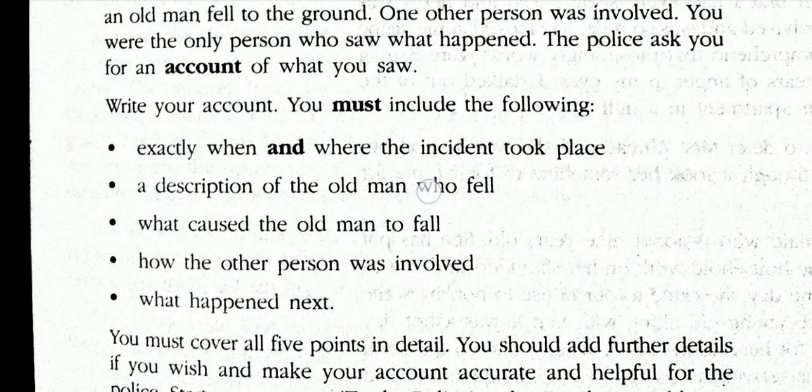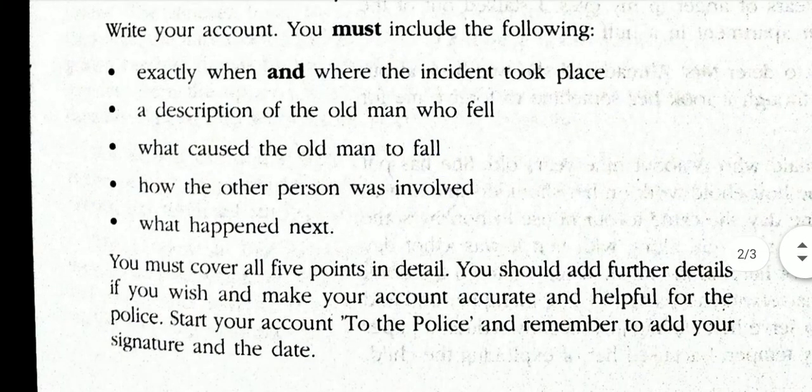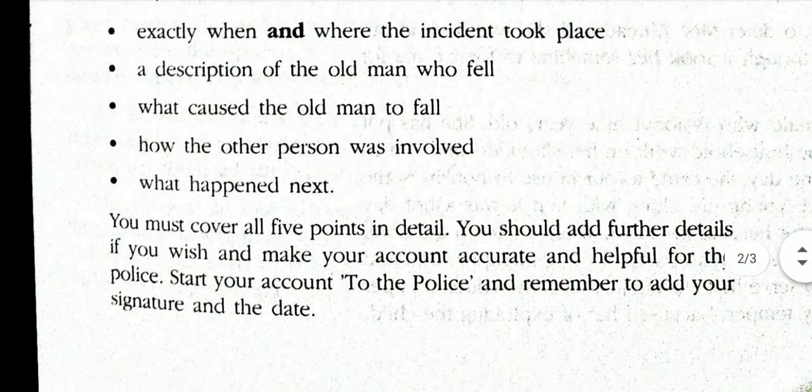Description of the old man, like any idea about his age, about what he was wearing, about how he looked, about his complexion, maybe about his hair. What caused the old man to fall, how the other person was involved, and what happened next. So all these details you need to include and give to the police. Your tone should be formal and the details should be specific. You must cover 5 points in detail. You should add further details if you wish and make your account accurate and helpful.